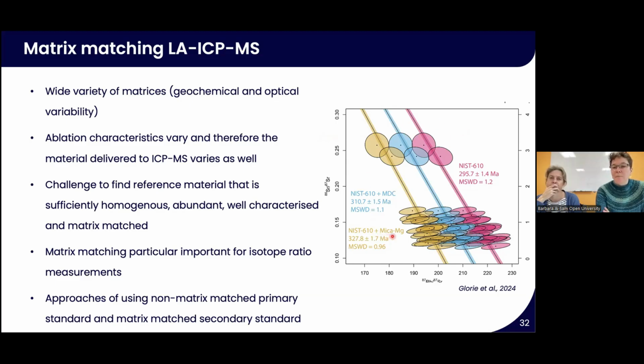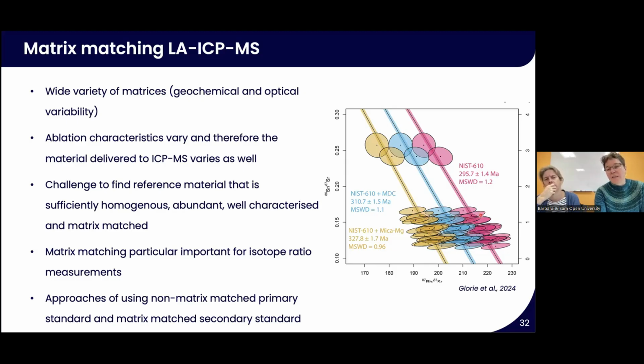And you can see here an example from the group in Adelaide who looked at rubidium strontium geochronology. And you can see in pink here, they used a NIST 610 glass, so that's a synthetic glass, to do their standardization of their mica unknowns. And then they have used two different micas to do the secondary matrix correction, and you can see that you get a difference depending on which one you use.